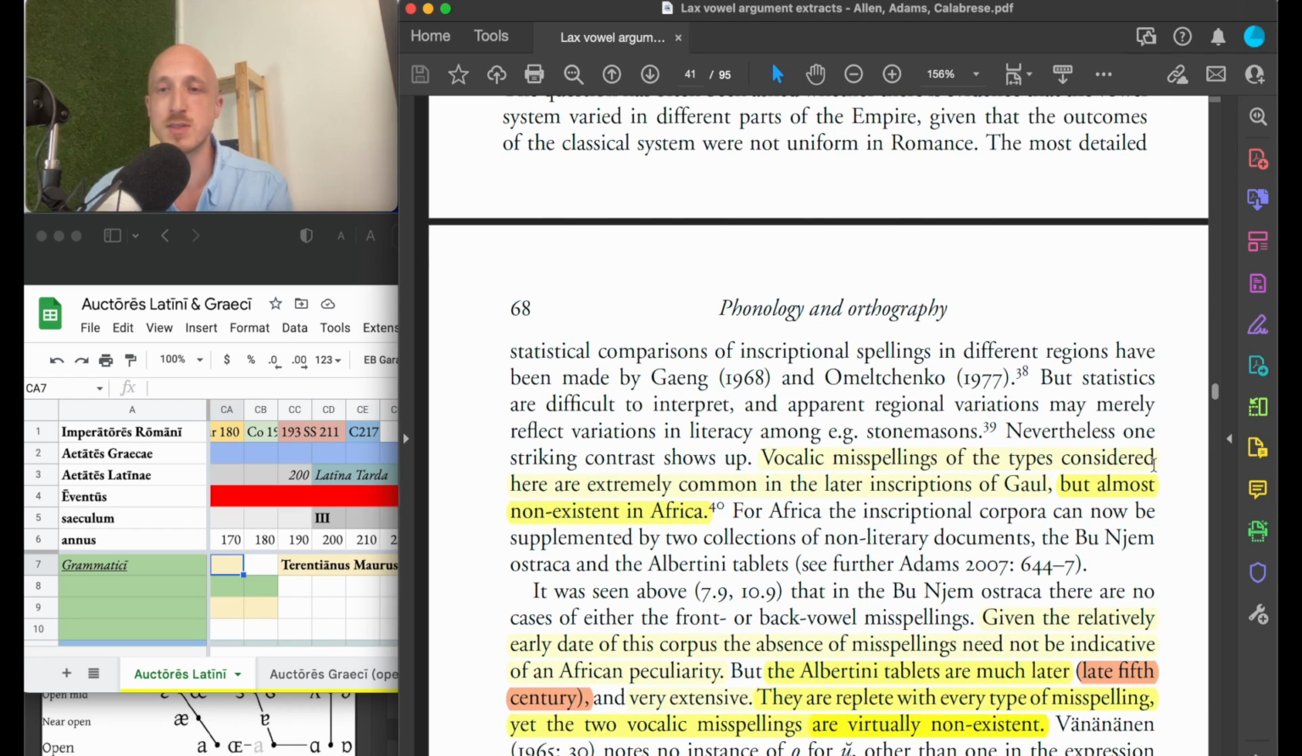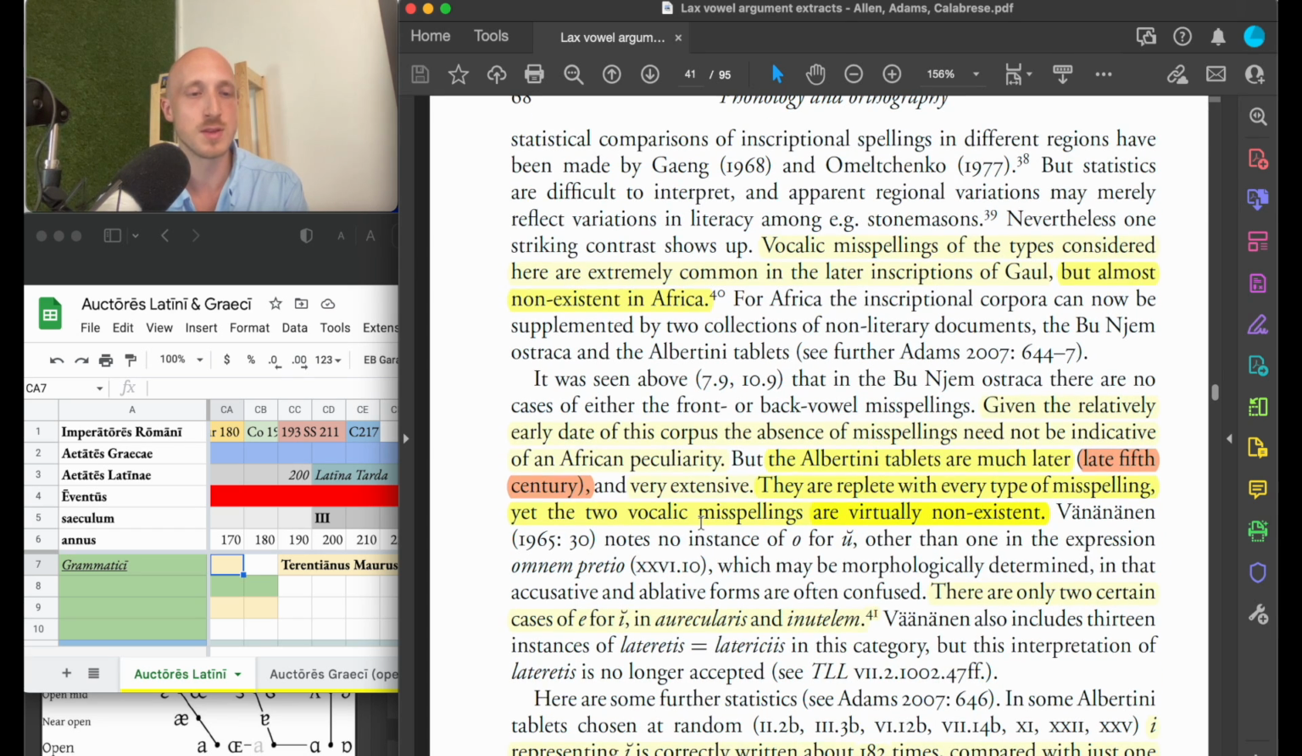Vocalic misspellings of the types considered here are extremely common in later inscriptions of Gaul, but almost non-existent in Africa. So think about the idea that North Africa was colonized since the end of Carthage, right? So there was a Romance language there. That Northern Romance language went extinct. Given the relatively early date of the corpus, the absence of misspellings need not be indicative of an African peculiarity.